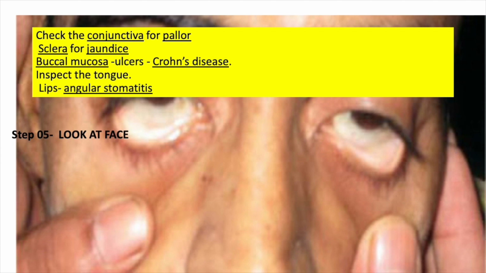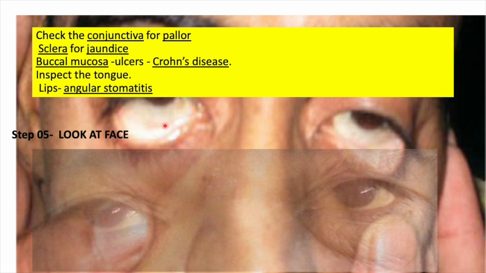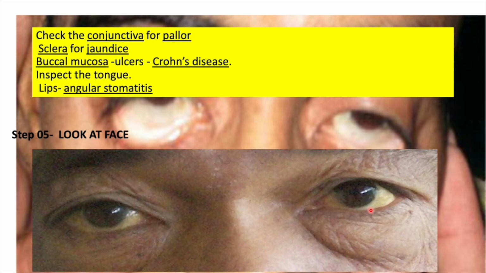Now, look at the face. We are mainly looking at the eyes, first for the conjunctival pallor. This is the way, with both hands you expose the palpebral conjunctiva and see whether it is pale, or whether there is congestion. Along with it, you can look for jaundice. So here you can see yellowish discoloration. Ask the patient to look down, and again in the same way look at the bulbar conjunctiva and sclera, also looking for yellowish discoloration.